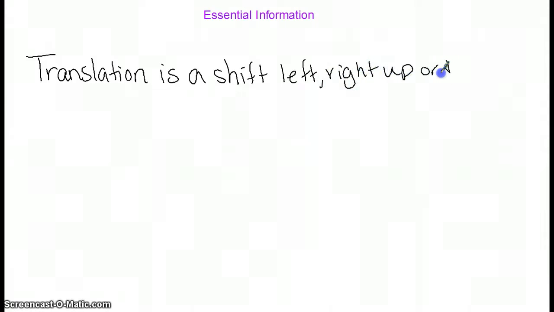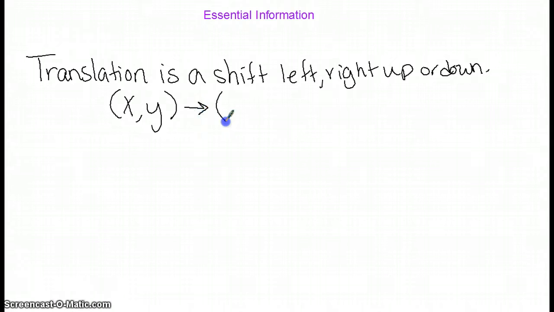A translation is a shift left, right, up, or down. We write it as x comma y is moving to x plus or minus a number, comma y plus or minus a number. And that tells us how to move the x and y coordinate.